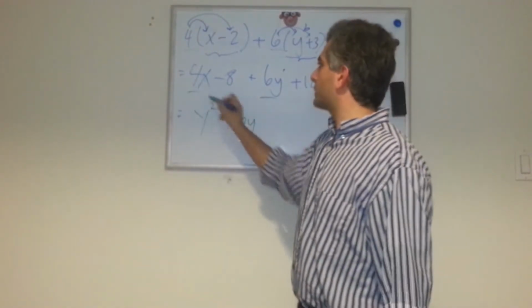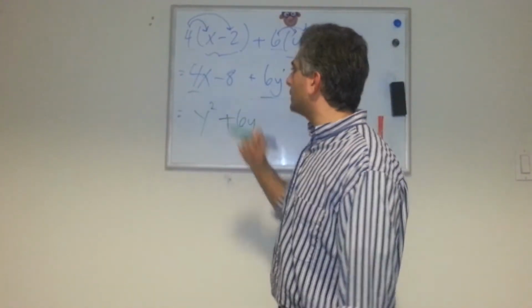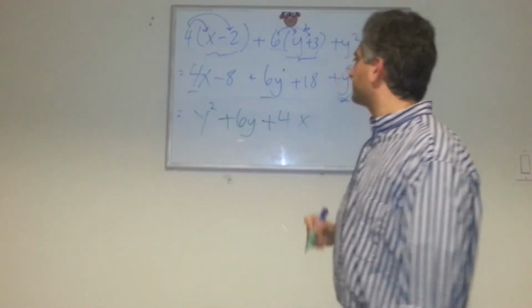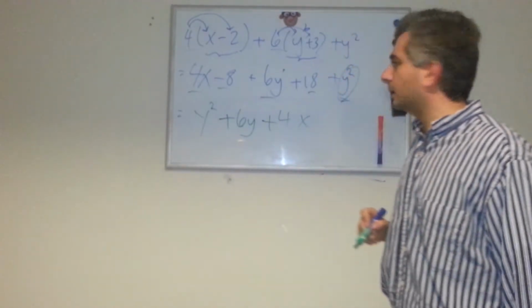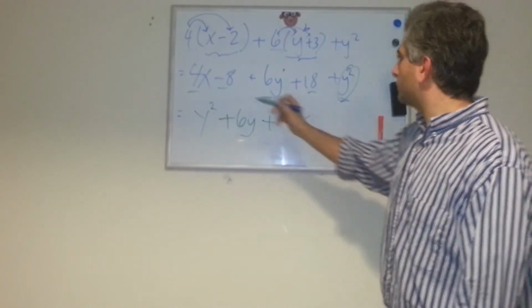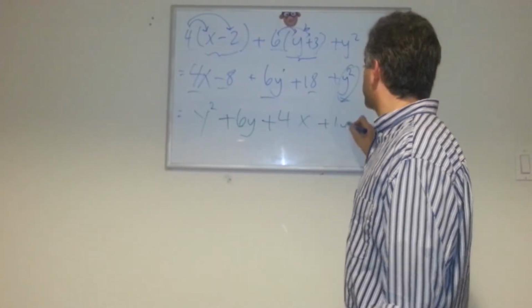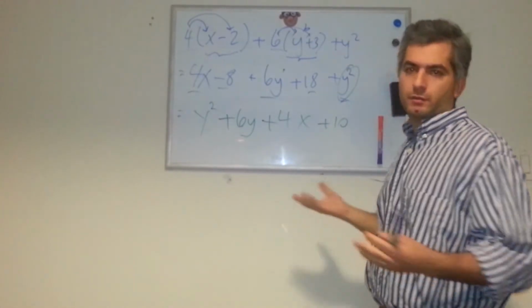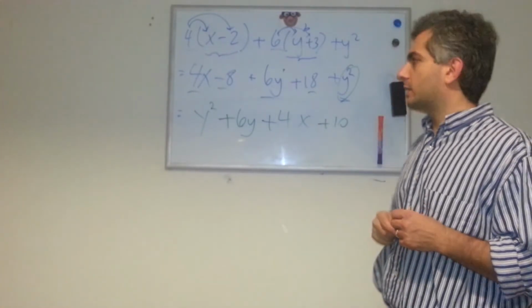The next variable is x. There's no other term that has an x, so we'll just add it here, plus 4x. And then our final two terms are negative 8 and plus 18. These are both real numbers, and we can add them together. So negative 8 plus 18 is the same thing as saying 18 minus 8, so we're going to put plus 10. And now we have resulted in a simplified expression. We've expanded and we've simplified the expression.